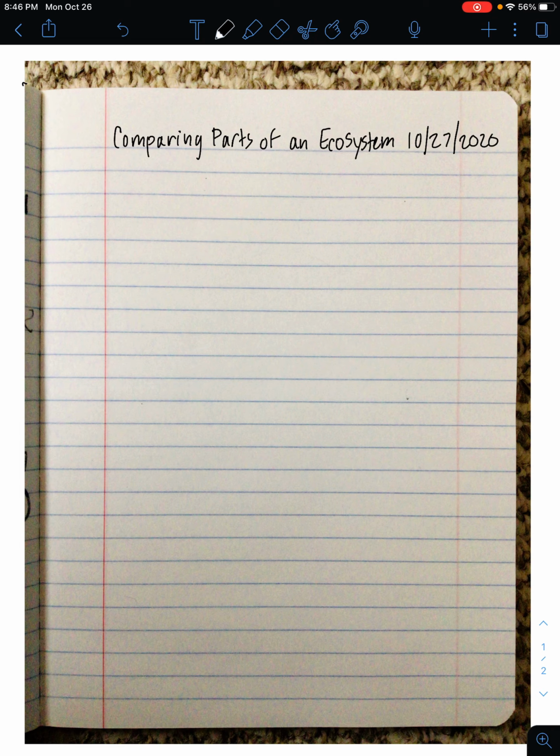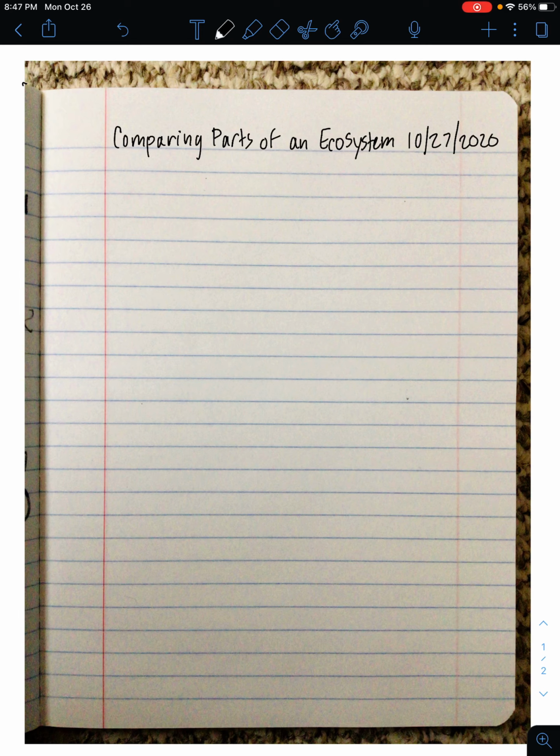Once you have your science notebook page dated and titled, we are going to create a table that we will use to compare and contrast animals and plants within the ecosystems we have built. I am first going to model what it looks like to compare and contrast two plants. Then you will move on and compare and contrast two animals on your own.